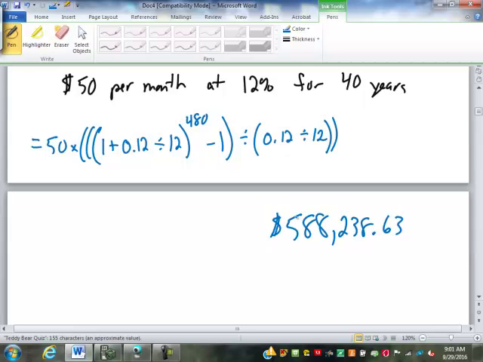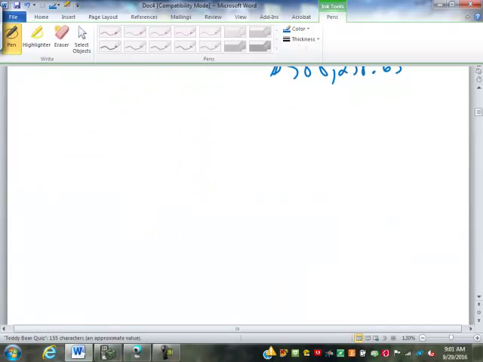But I tell you what, though, if you would like to invest $50 a month with me for the next 40 years, I would be more than happy to invest it for you and pay you back your $11,000. I'm just kidding. I'm not going to live another 40 years. Not really.